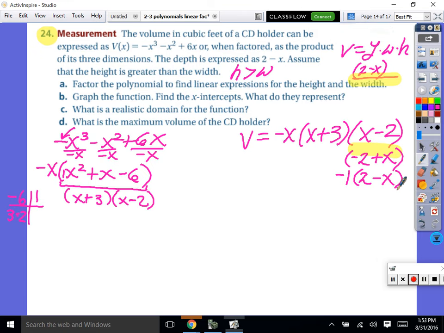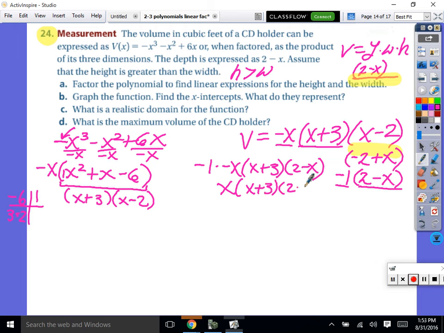So right now, pay attention to this. We have this, this, this, and this. Those are all factors, right? Yeah. So we can reorder it. We have -1 times -x times x plus 3 times 2 minus x. You see how I just reordered it? -1 times -x is +x. We have x times x plus 3 times 2 minus x. So do you see how it took some manipulation to figure out exactly where they got that from?